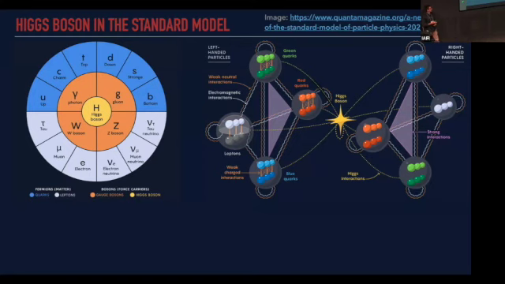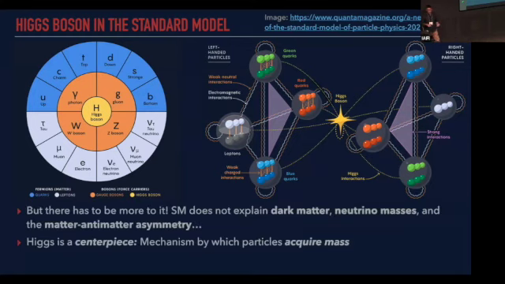You can see that in both of these pictures, the Higgs boson is an extremely central piece. So we want to understand it better in order to understand the whole structure of this model. Moreover, we know that there has to be more to it than this. The standard model doesn't explain basic observational facts about our universe: the fact, for example, that there's dark matter, the fact that neutrinos have masses, and this large matter-antimatter asymmetry.